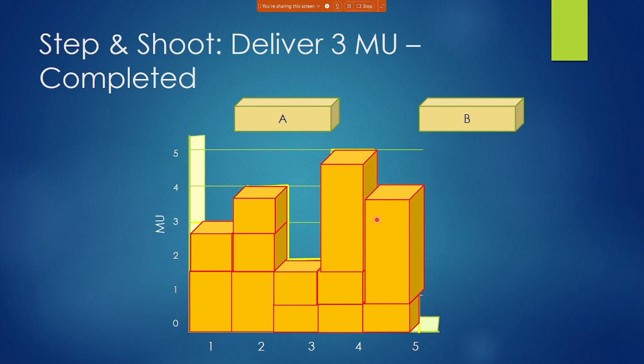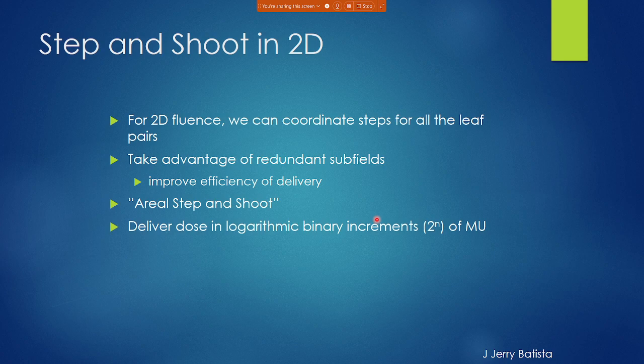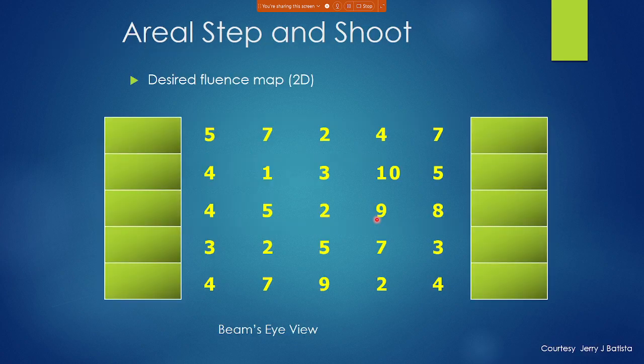Let us now look at a similar one in 2D, exactly like a fluence map. Let us assume this is the fluence map you want to irradiate. It has various dose levels, like for example, here you want 10 mu, here you want 8 mu, here 7 mu, here 5 mu, here 9 mu and all those. This is the beam's eye view of the fluence map.